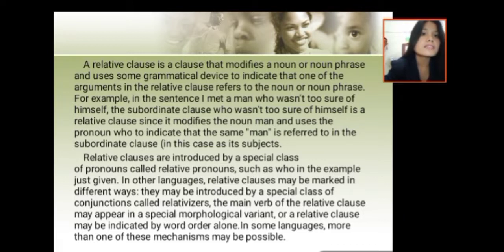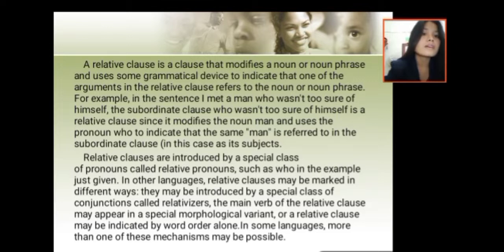For example, in the sentence, "a man who was too sure of himself," the subordinate clause, "who was too sure of himself," is a relative clause since it modifies the noun "man" and uses the pronoun "who" to indicate that the same man is referred to in the subordinate clause, in this case as its subject. Relative clauses are introduced by a special class of pronouns called relative pronouns, such as "who" in the example just given.